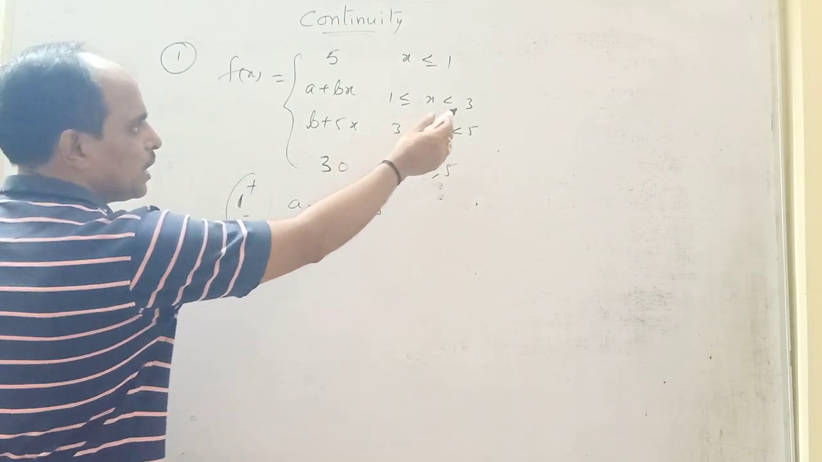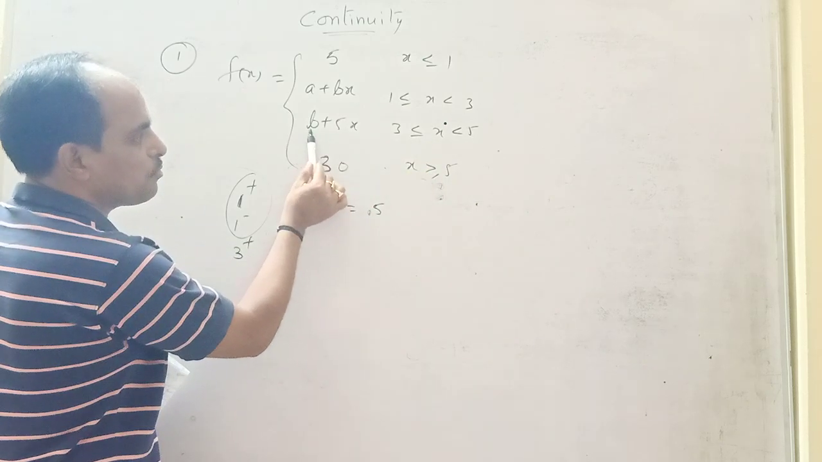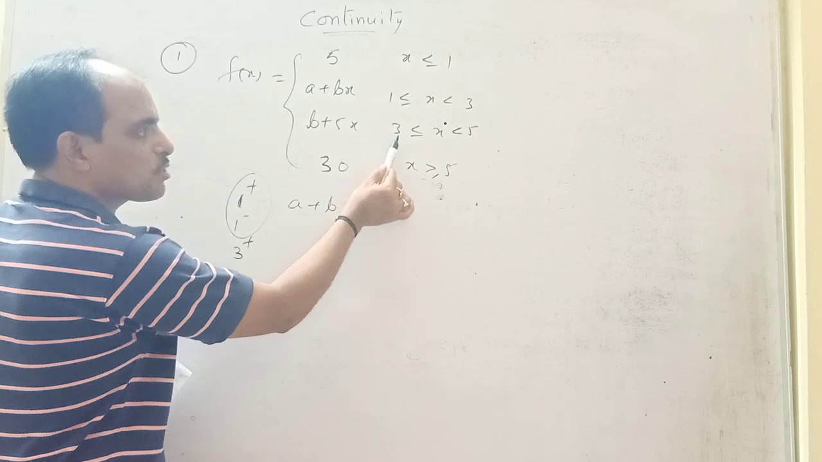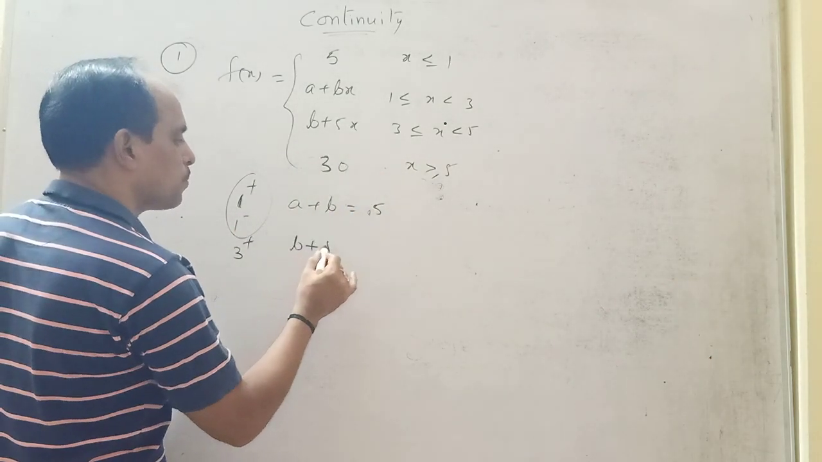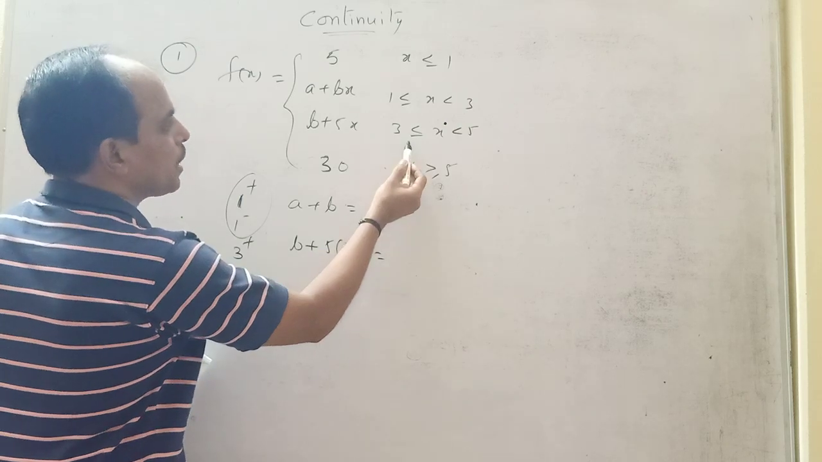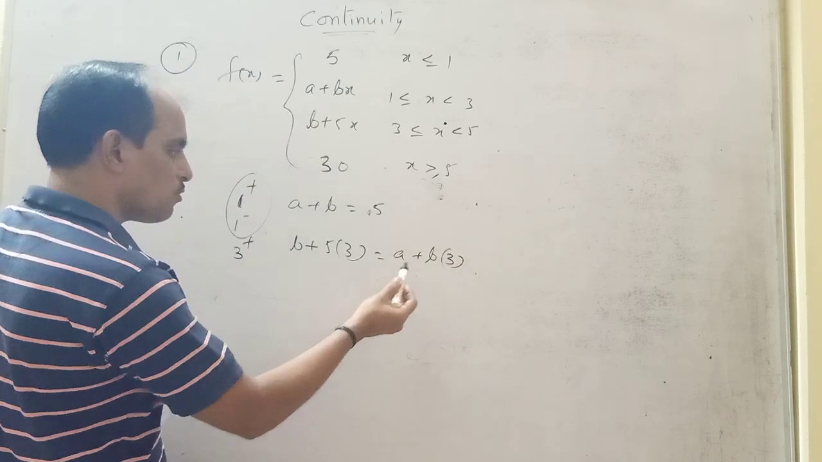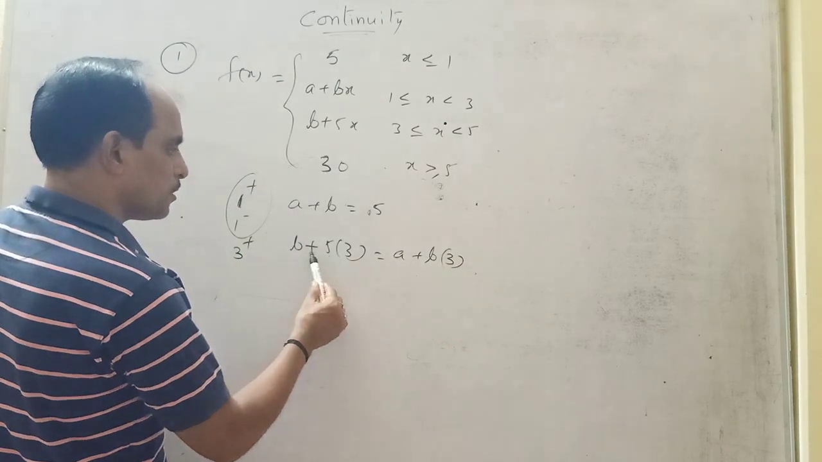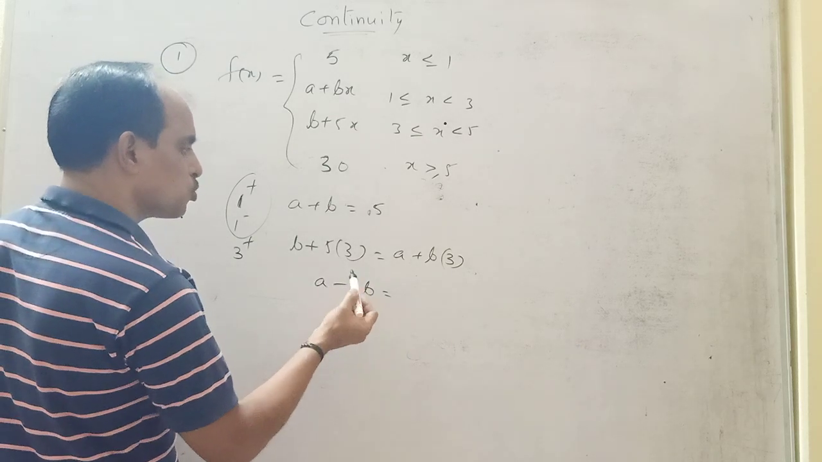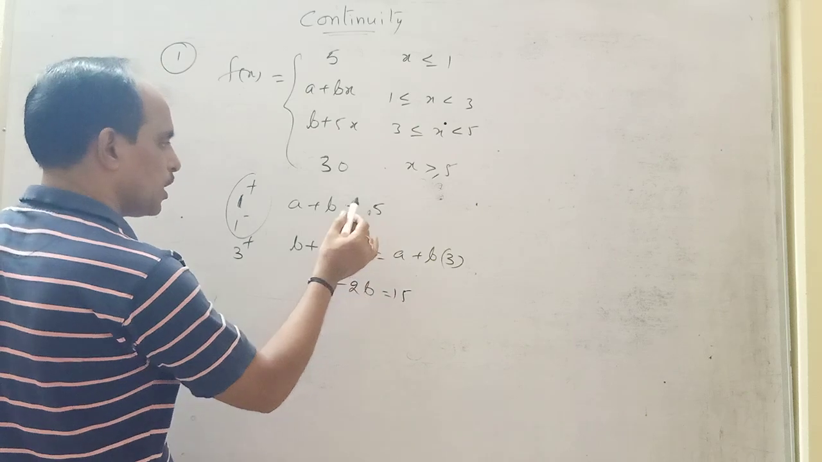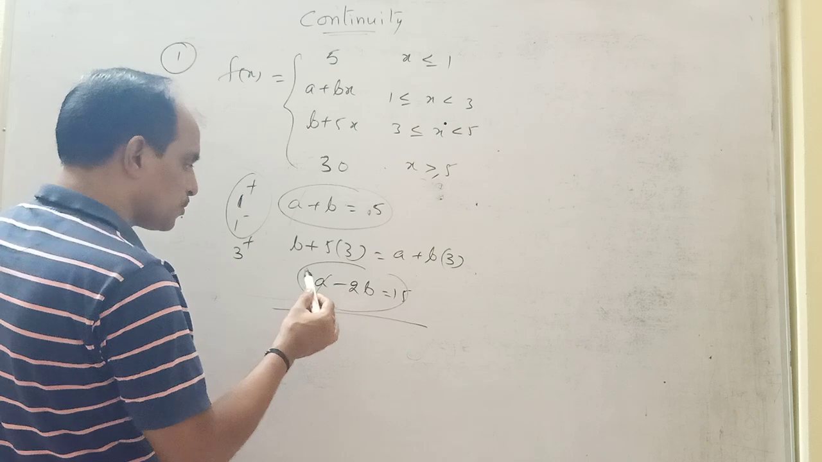Now let us take 3 plus. 3 plus means we have to write the function b plus 5 into x. Taking x as 3, it is b plus 15, b plus 5 into 3. 3 minus is equal to a plus b into 3. So we have one more relation, that is a minus 2b. Am I right? So a minus 2b is equal to 15. We have one equation, and this is another equation. By solving these two, a cancels.